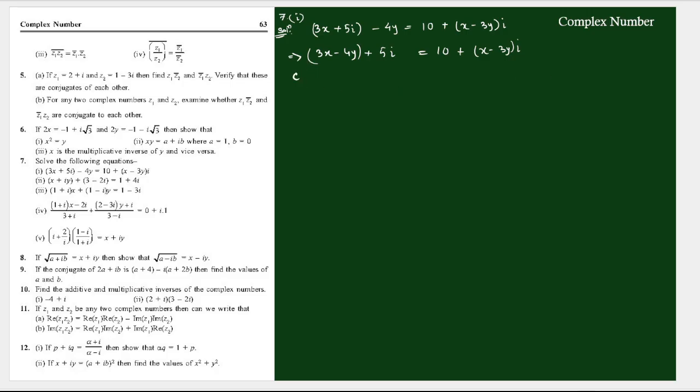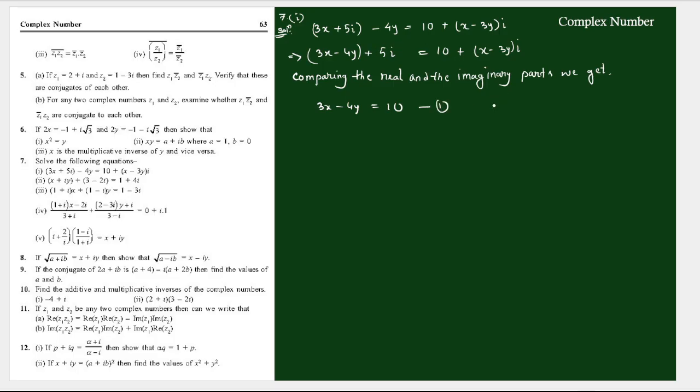So what will we write here? Comparing the real and the imaginary parts, we get 3x minus 4y equal to 10. Say this is your equation 1.